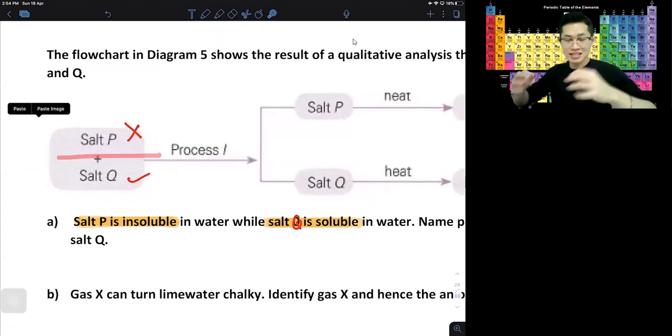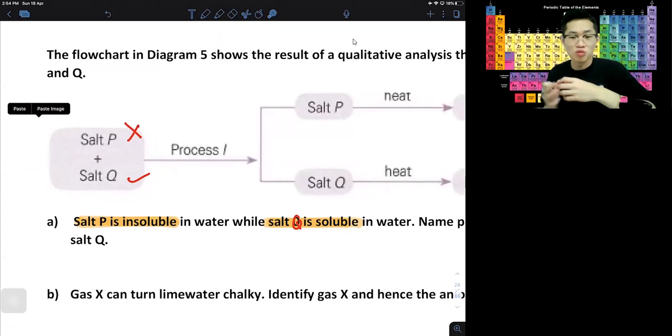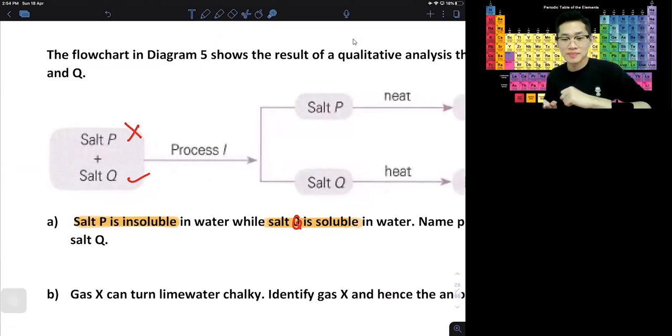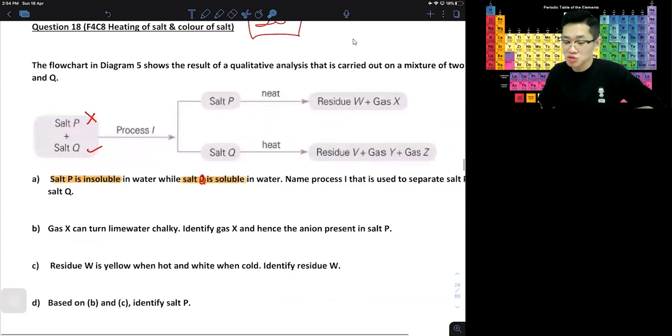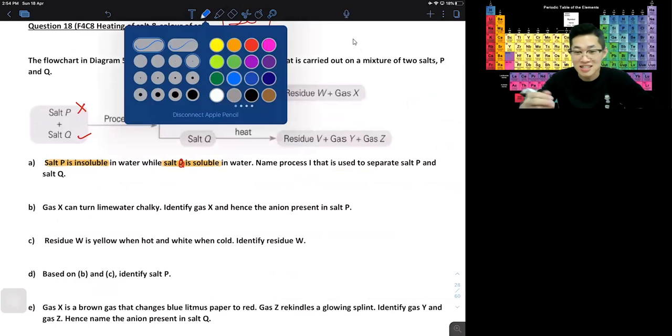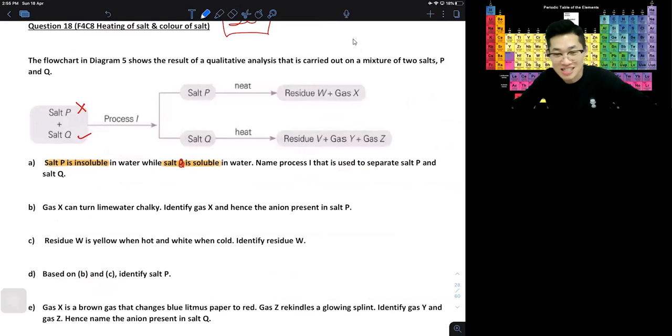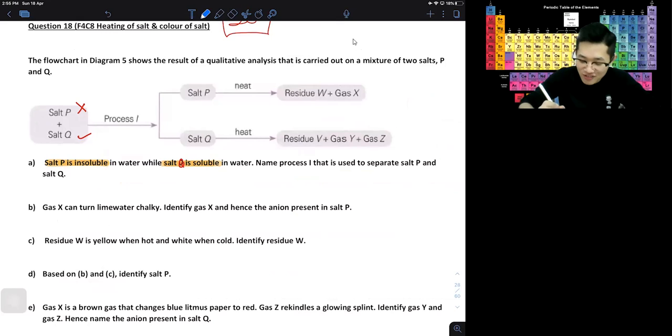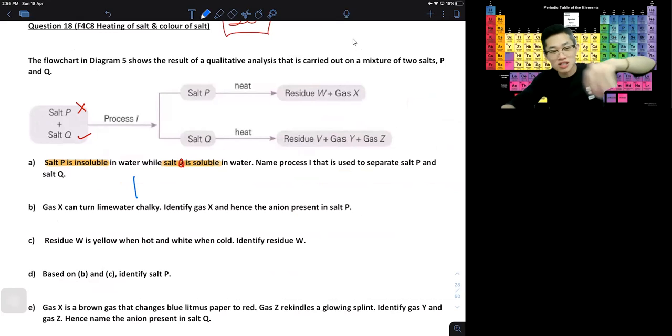Let's say you accidentally mix a packet of salt with sand. How do you separate them? What is the process that you use? Yes, very good. This is like what you learned in Form 4 last time. Filtration. That means you add water.